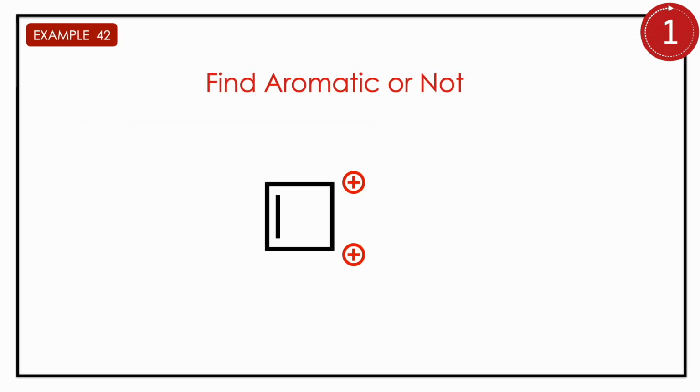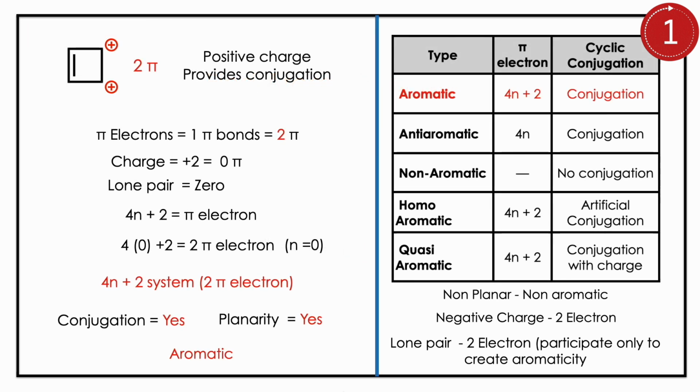Then the next example, you have cyclobutene with dication. You have to find whether the compound is aromatic or not. Here dication is there, you have alkene. It's a 2 pi system because only 1 pi bond. The cation can help for delocalization. So let us analyze the possibility. It has 1 pi bond, so 2 pi electrons. Charge is plus 2, plus charge doesn't contribute for pi, so 0 pi electrons.